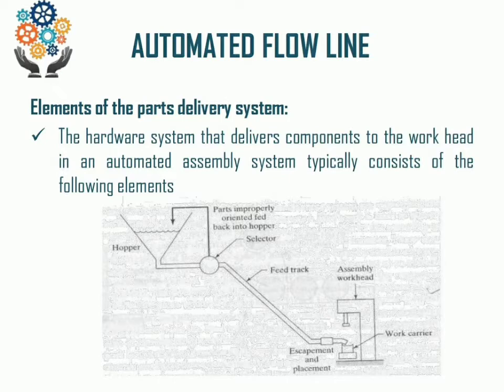hopper. From the hopper, the material is passed in a regulated way towards the feed track, properly oriented. An orienter or regulator is fitted over there for passing. Orienters and selectors are fitted to regulate and orient the position of the work part towards the feed track. The feed track is the automated flow line element which passes the material from the selector and orienter towards the placement devices, where the placement devices pass the material to escapement devices, and the escapement devices pass the material to the work head, and the work head can perform the operation on the part.